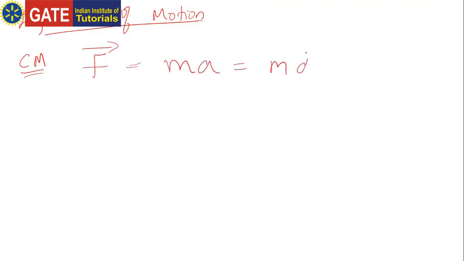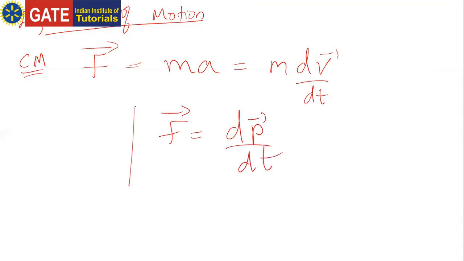Okay. Next, equation of motion. In classical mechanics, force F is equal to ma, that is equal to m dv by dt, or F is equal to dp by dt, in classical mechanics.